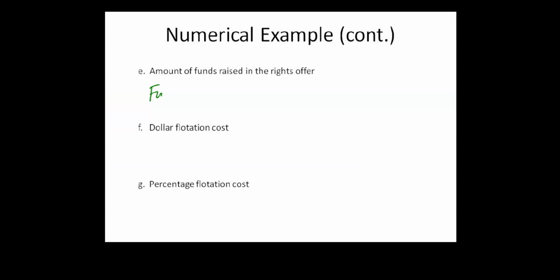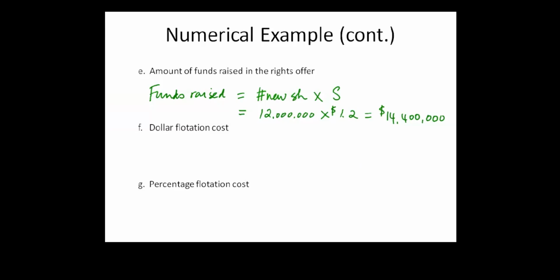For question E, we calculate the dollar amount raised in the rights offer, which can be calculated as the funds raised is equal to the number of new shares times subscription price. So where did this equation come from? Remember the formula that we had before for subscription price, which is equal to funds raised divided by the number of new shares. This formula just came from a manipulation of the formula into something that we want. We want the amount of funds raised, and we have the number of new shares, and we have subscription price. So number of new shares, 12 million. Subscription price, $1.2, and that gives us 14,400 followed by 3 zeros. And that's the amount of money raised gross from the rights offer.